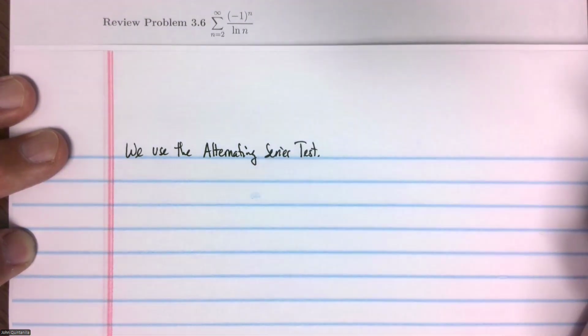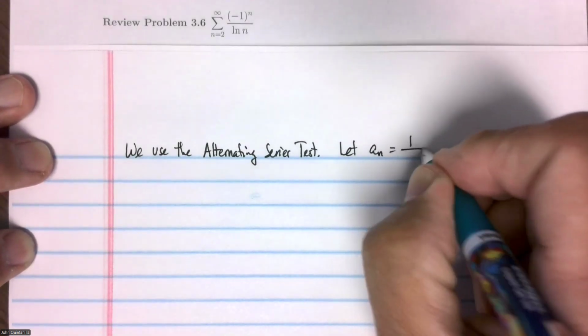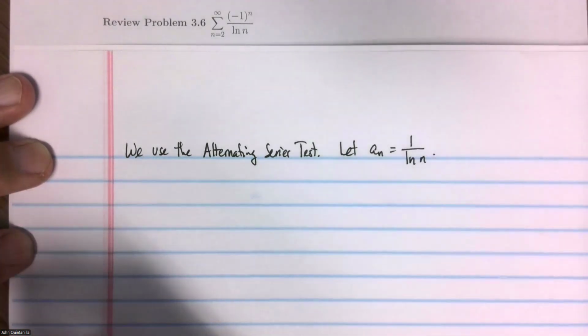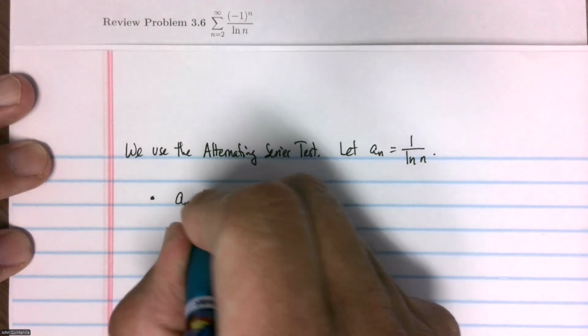All right, so to use the alternating series test, there's three things I need to check. So let a sub n be equal to 1 over natural log n without the negative 1 to the n. There's three things I need to check. Number one, a sub n is non-negative.